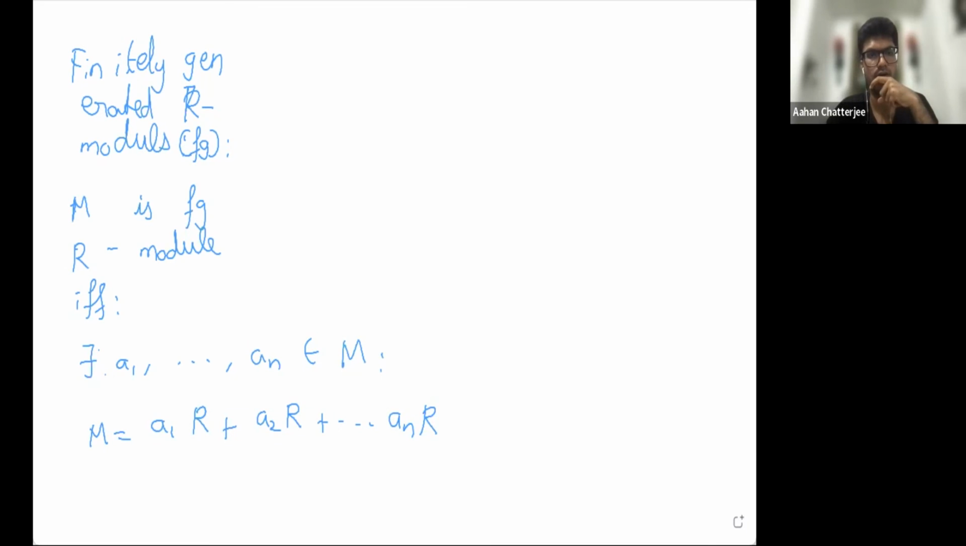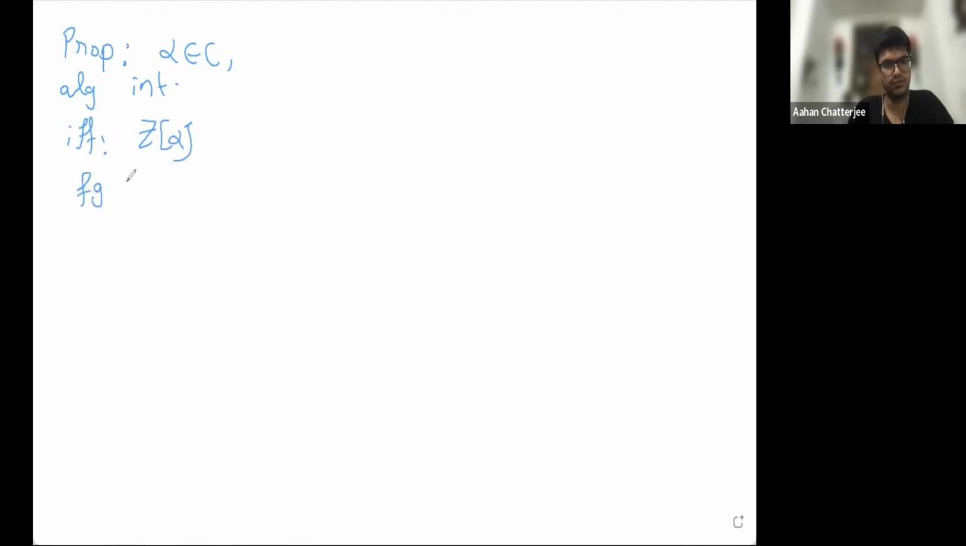Okay, moving on. So now let's see how this helps us. Proposition: I say alpha in C is an algebraic integer if and only if Z[alpha] is a finitely generated Z module. Can everybody see why this should be true?